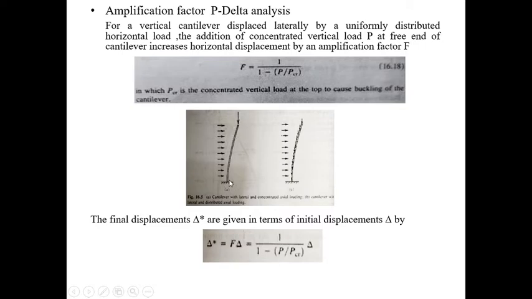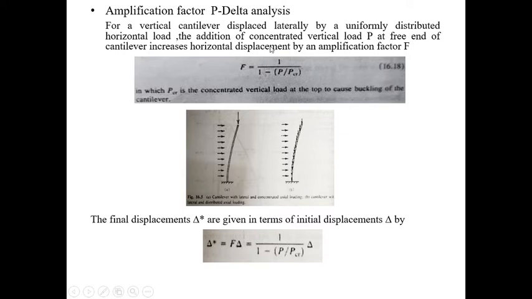So the cantilever is fixed at one end and free at the other end, and there is a horizontal load acting uniformly distributed, and at the free end you will have a concentrated vertical load P. It increases the horizontal displacement of the free end of the cantilever. When this horizontal load is acting on the cantilever and you add a concentrated load P at the free end, it is displaced further, and that is represented by the amplification factor F.